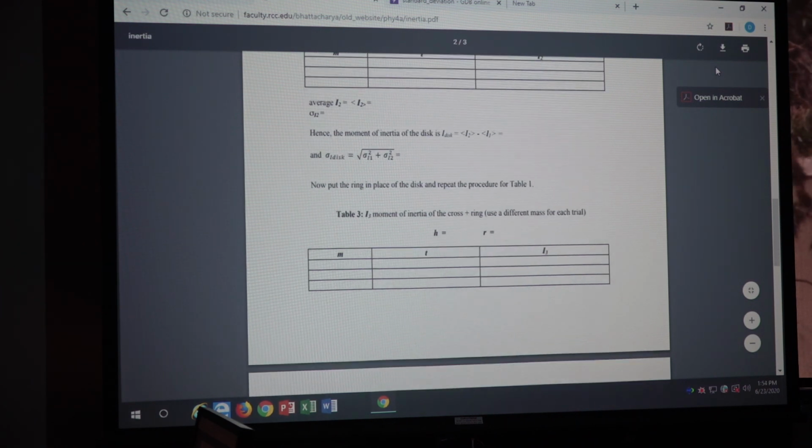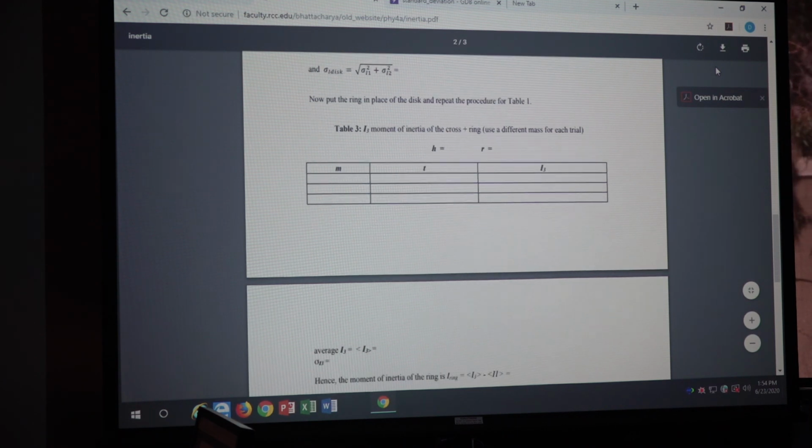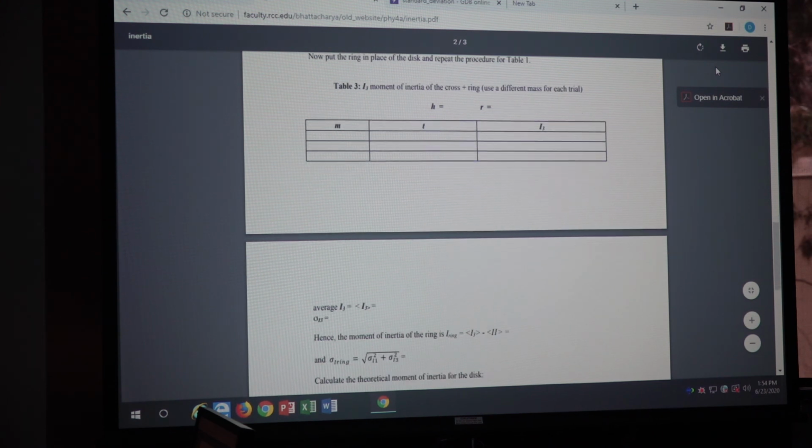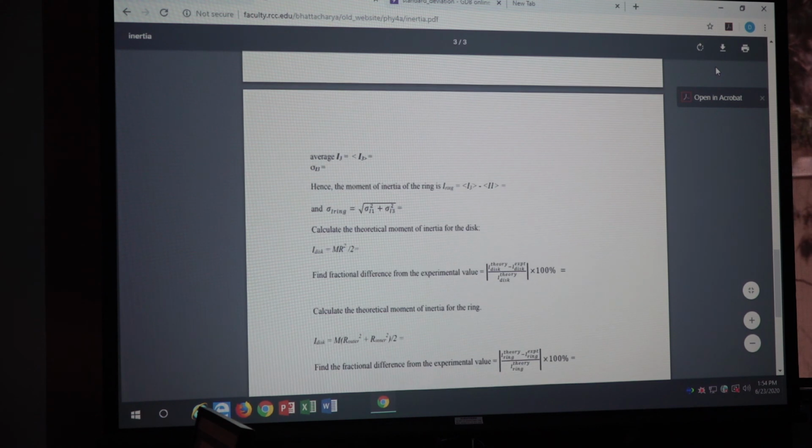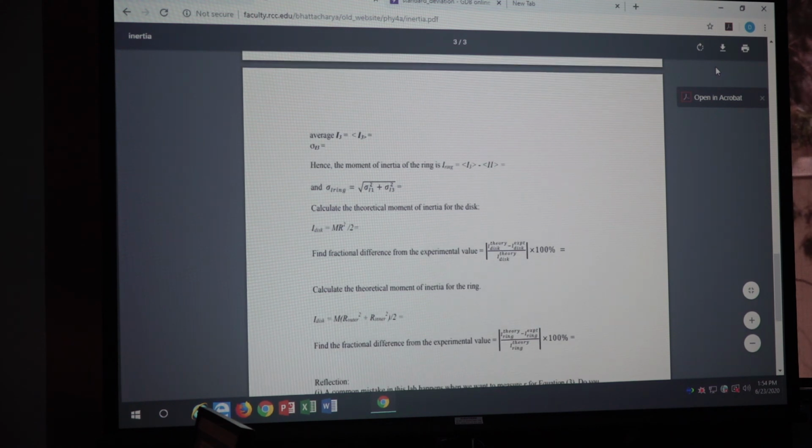We repeat it for the ring. Again, I wrote here to use a different mass for each trial, but we're okay with the same mass for this experiment. M will be 0.3 kilogram. Your H and R are the same. Those haven't changed. And again, those are the 3 times that we actually did the experiment. That was on the board. And you find the average of this, and then the moment of inertia of the ring would be simply the average of I3 minus the average of I1, and that ends that part of the experiment.